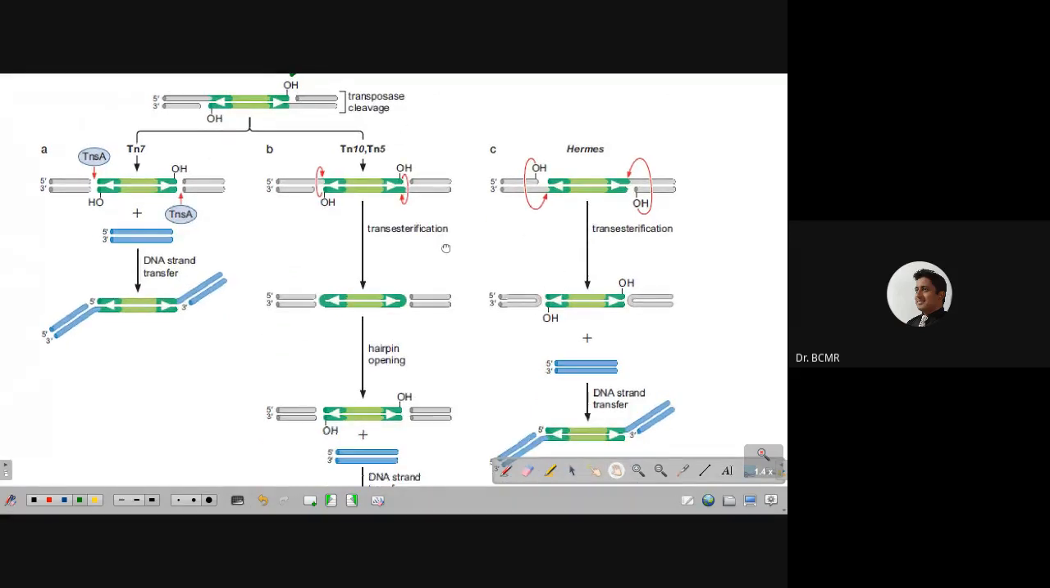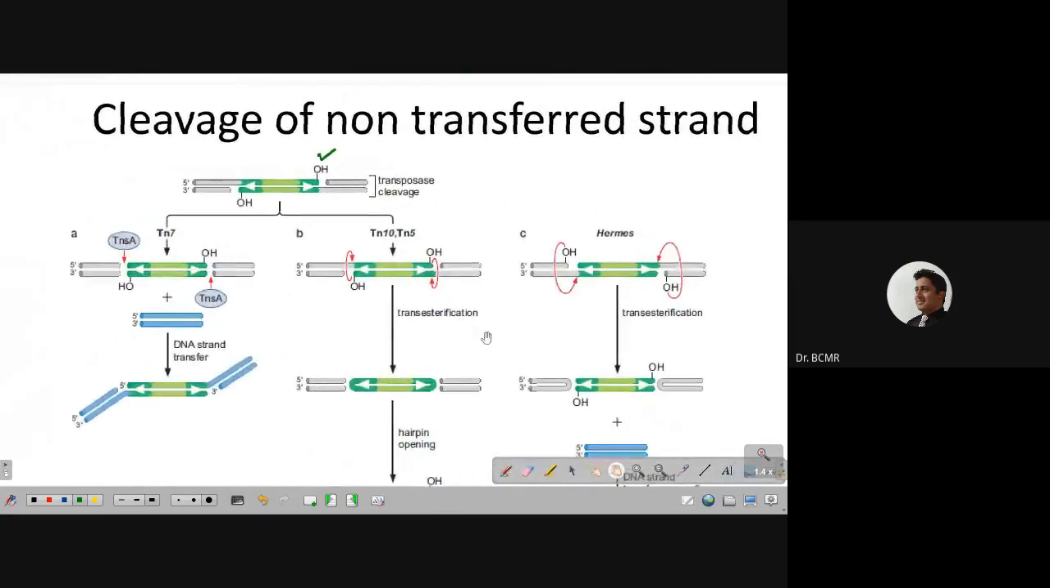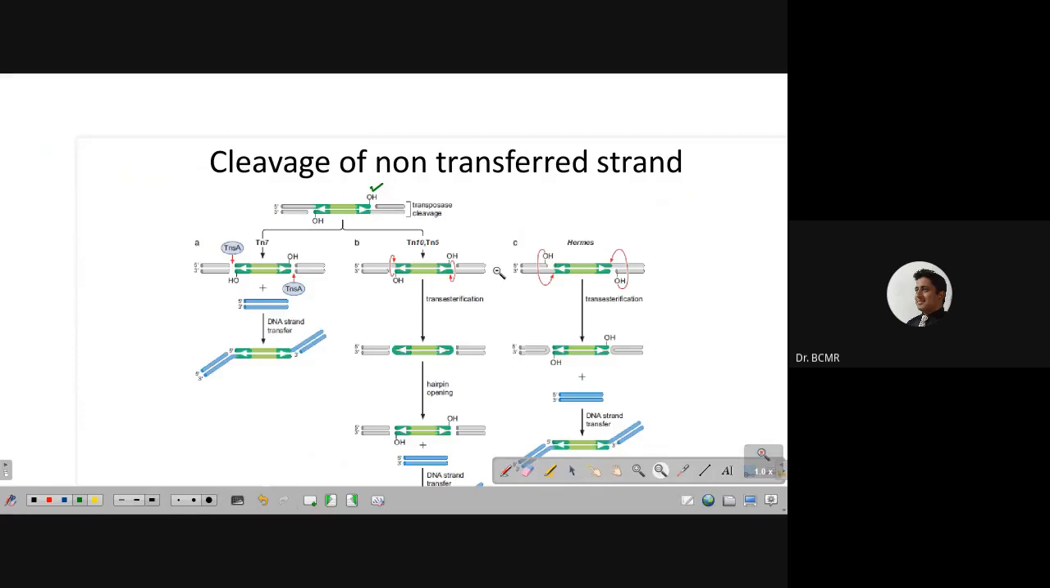So what you should understand is this is also called the non-transferred strand, which is the second strand that is being degraded.